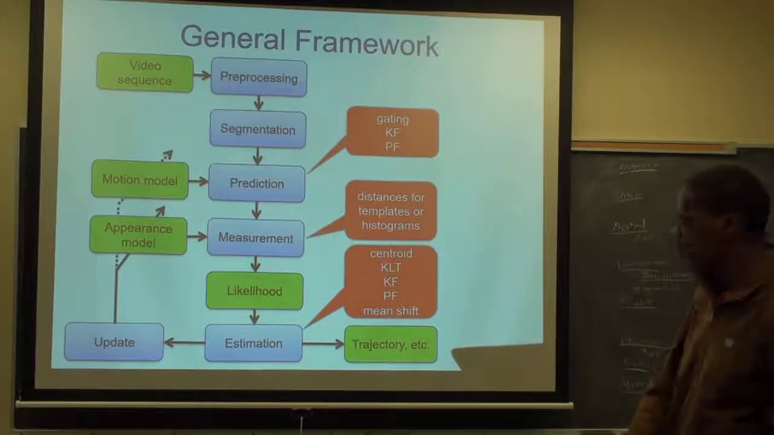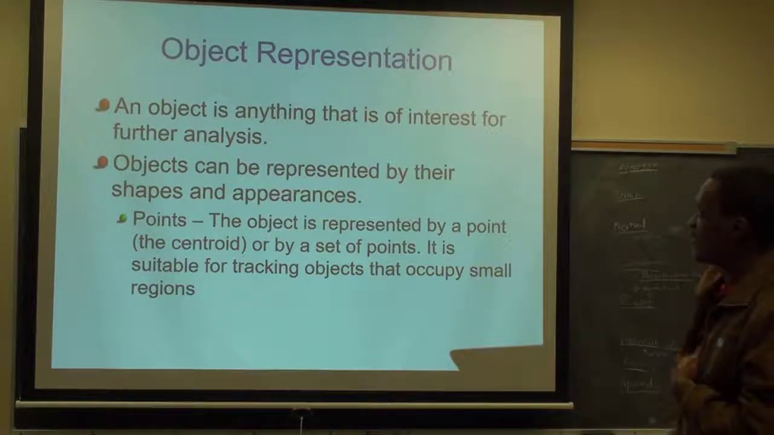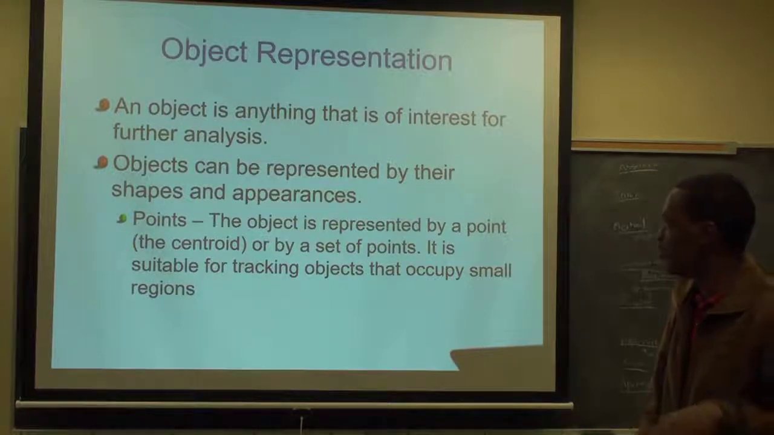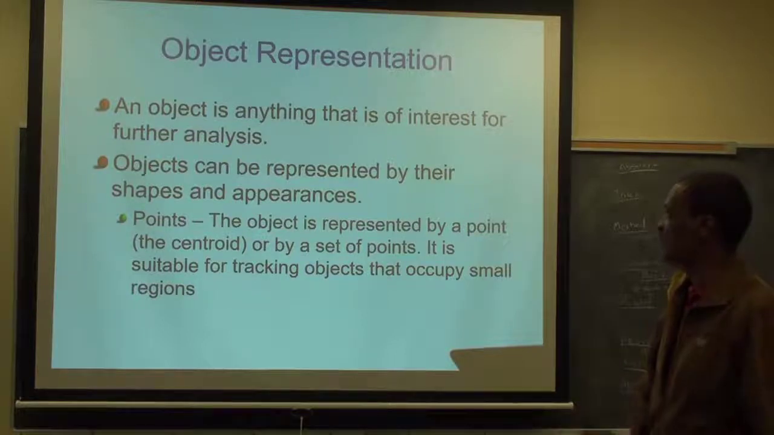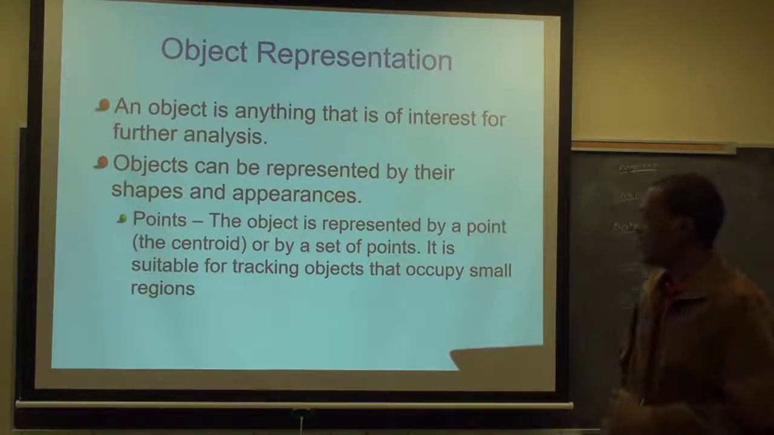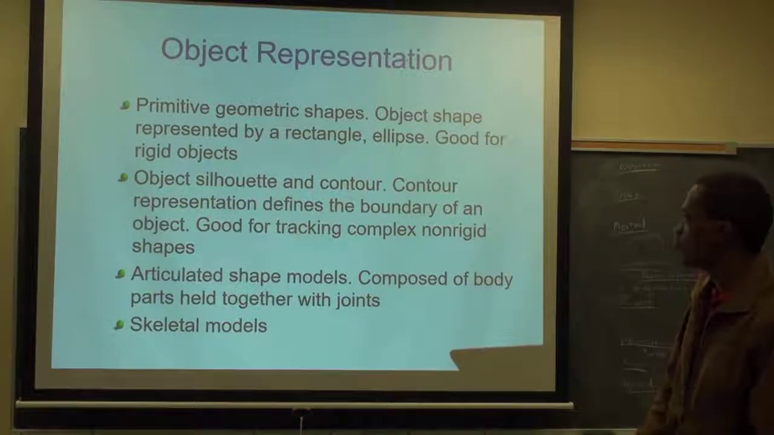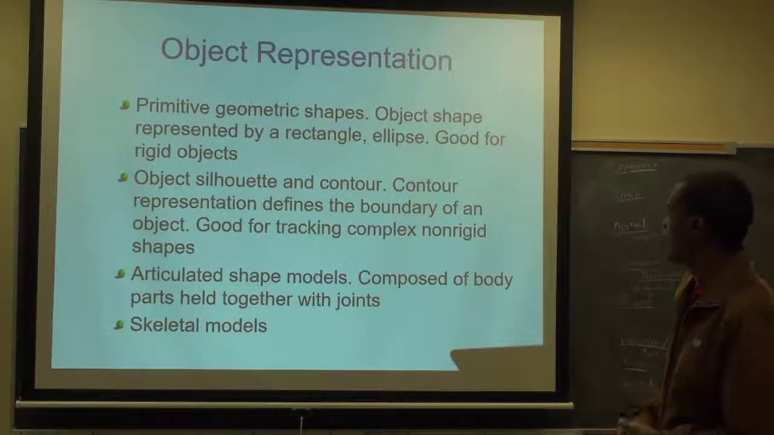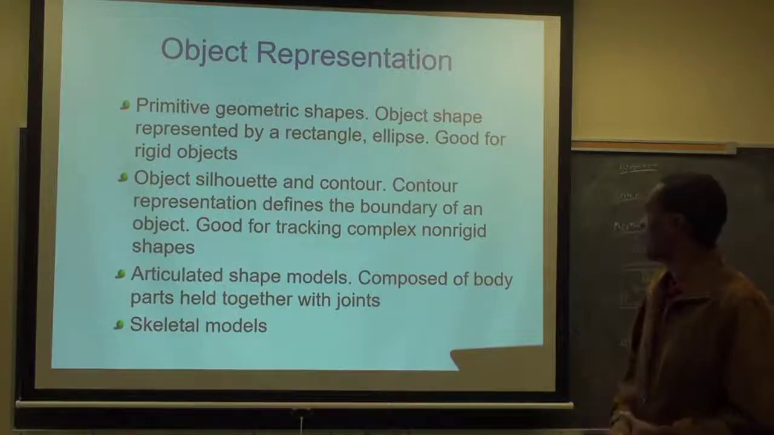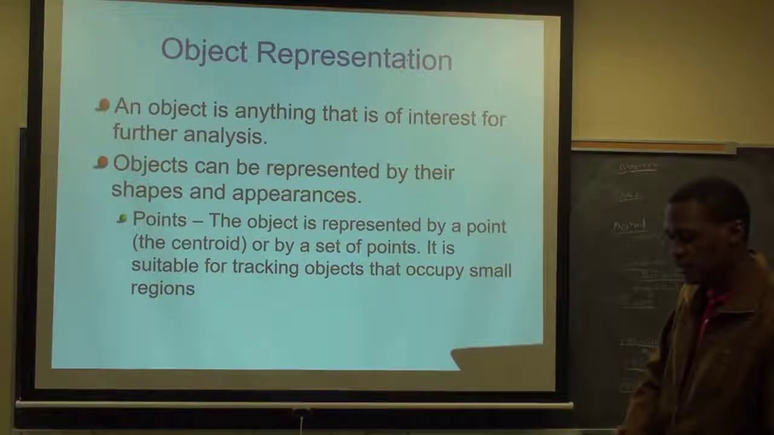But first, we have to represent the object in some way. So I guess one of the steps that we take in visual tracking is object representation. If you remember the neural network video, we had nice little squares. So this is what that is. An object is anything that is of further interest. Objects can be represented by their shapes and appearance. So the first way we can represent it is using points, just simple points to track the location of the object. Some are primitive geometric shapes, like squares. I think that was what was used for the neural network, just a square or rectangle or an ellipse to represent the object, good for when the objects are rigid. The points scheme is good for when the object is so tiny or so far away that you can't really put a square around it.